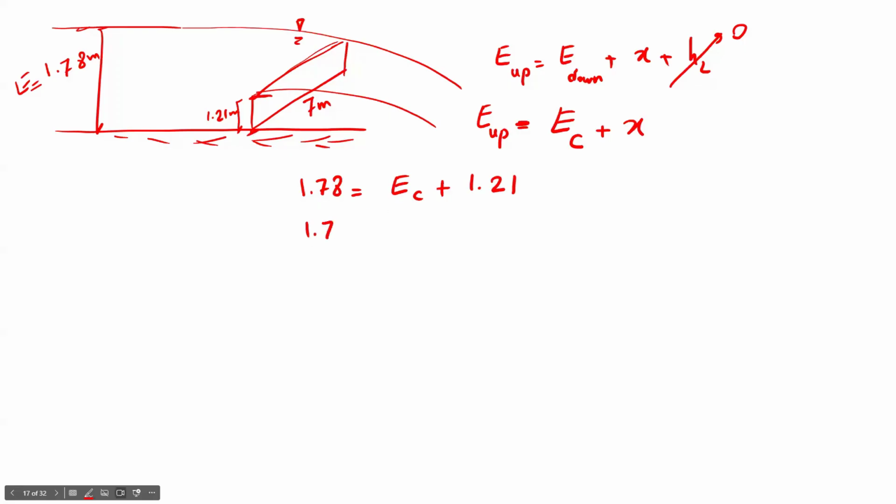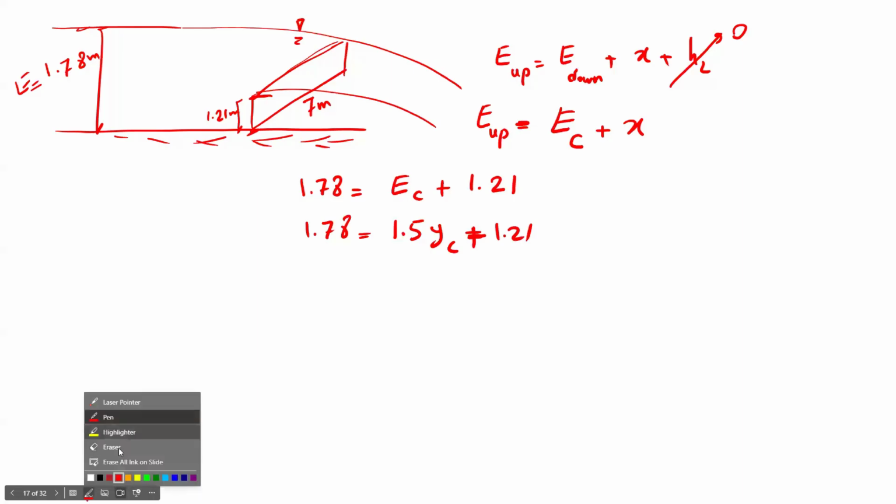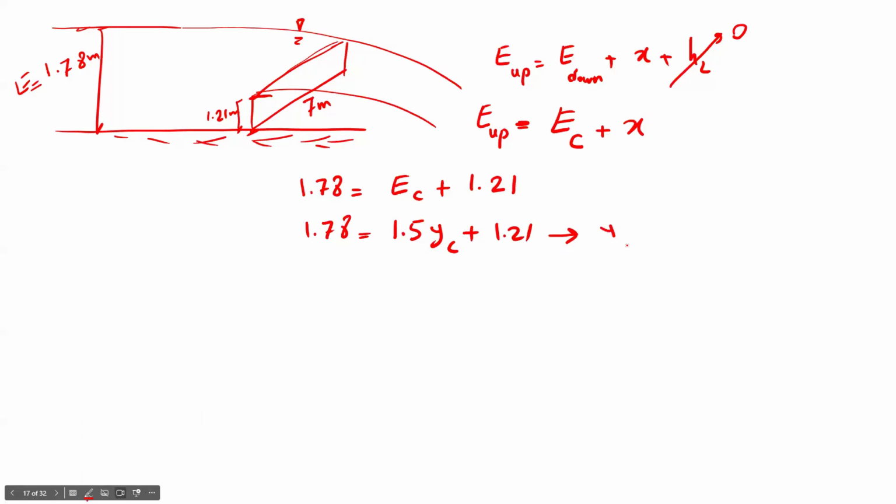Instead of EC, I will write 1.5 YC, the famous equation just for rectangular sections, if you remember. You cannot use it for other cross sections. In that case, you should go for the original equation. If you solve it, YC will be around 40 centimeters.